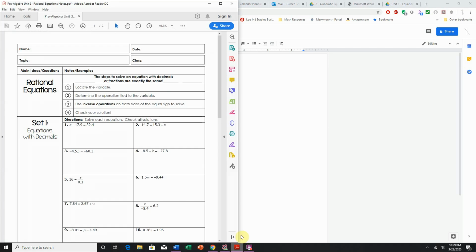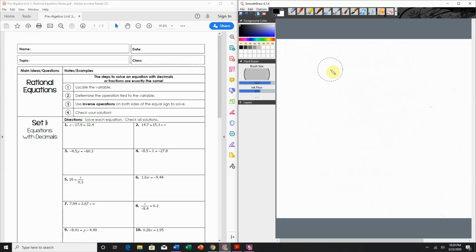All right, so let's bring up our notes and our whiteboard here. All right, so you can see today that we're talking about rational equations. So rational equations is just a fancy word of saying decimals or fractions. Okay. So before we went on break, we talked about one-step and two-step equations. You guys are doing great with that, so I just want to keep the ball moving and talk about if we had the same operations but doing it for decimals.